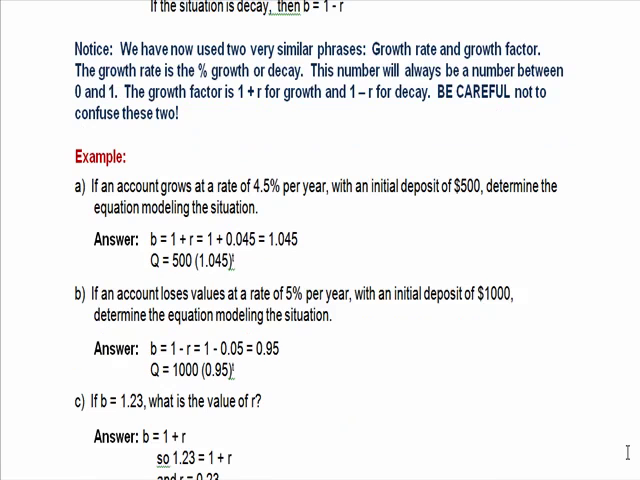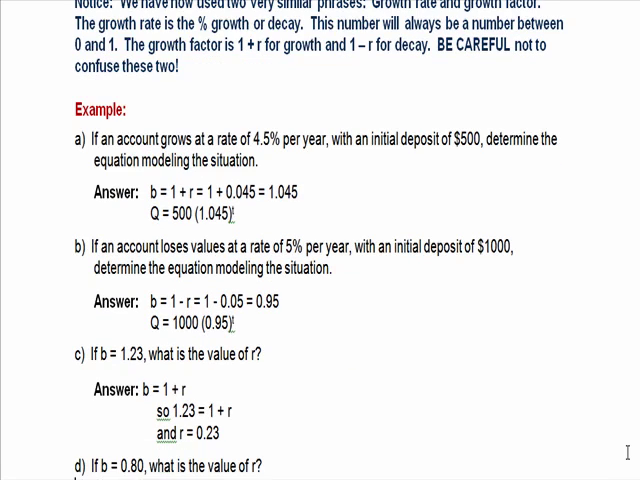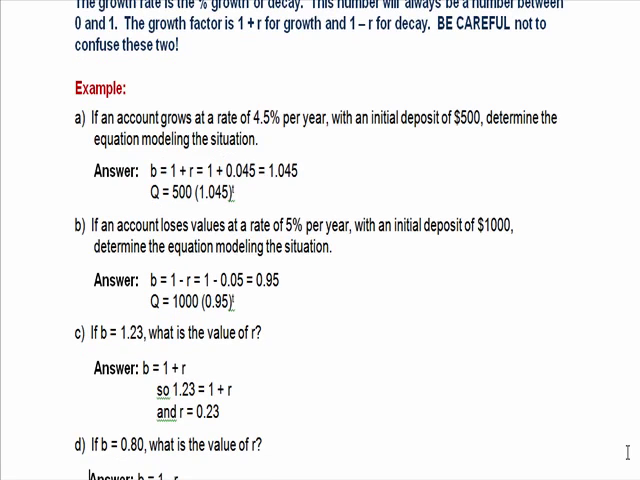Let's take an example where we're going to use both phrases and look at where and how these differ. So suppose we have an example. I have several different sub-pieces here. Suppose we have an account that grows at a rate of 4.5% per year with an initial deposit of $500. What I'd like to do is determine the equation modeling the situation.